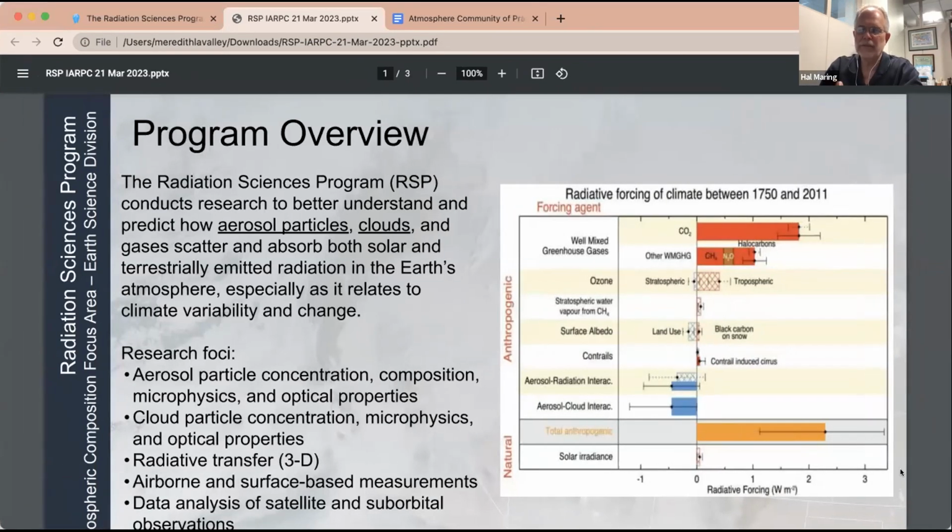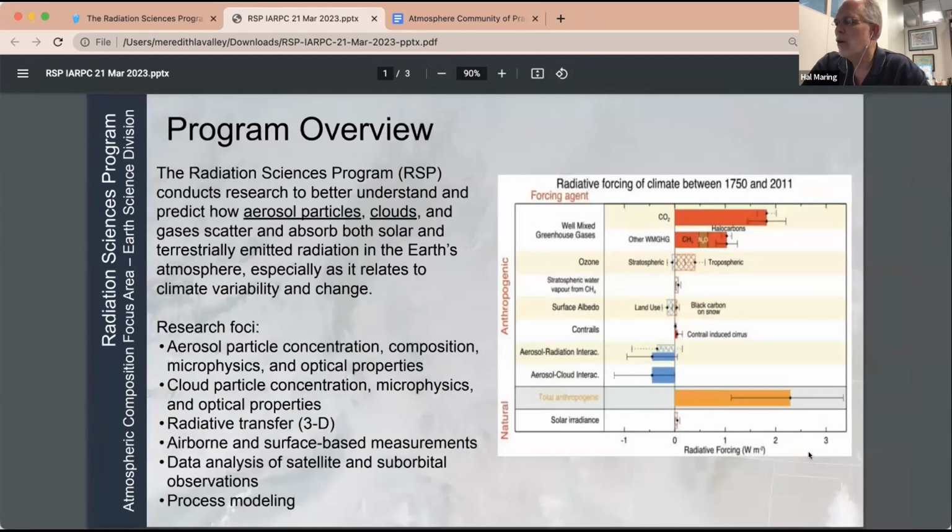All right, I have 3 slides, and these will be an introduction to the Radiation Sciences program, which is the program I manage. It's found in the atmospheric composition focus area, the same place as Barry's program. And in a larger sense, it's part of the Earth Science Division. So Thorsten, Barry, and I are all part of ESD.